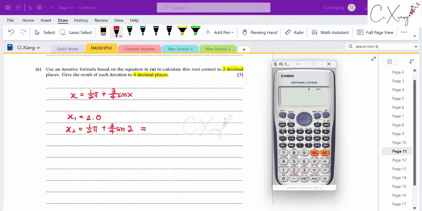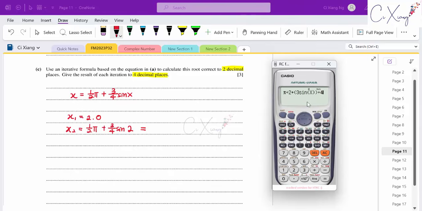For the formula, I have pi over 2, where I will take pi divided by 2. Then plus 3 sine 2 divided by 4. So I have 3, then sine 2, which means sine x, because this value of x will change from iteration to iteration. So 3 sine x divided by 4. And this is my equation here. For the calculator, if you want, you can put it in fraction form, no problem.